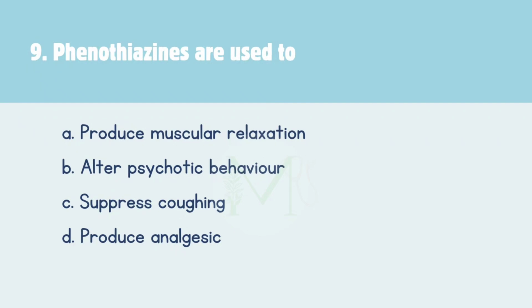The next question is, phenothiazines are used to. The options are produce muscular relaxation, alter psychotic behavior, suppress coughing, produce analgesic. What are phenothiazines? Phenothiazines are a class of antipsychotic drugs primarily used to treat psychotic disorders like schizophrenia. They work by blocking dopamine receptors, especially D2 receptors in the brain, particularly in the mesolimbic pathway, which helps in reducing symptoms such as delusions, hallucinations, and agitation.